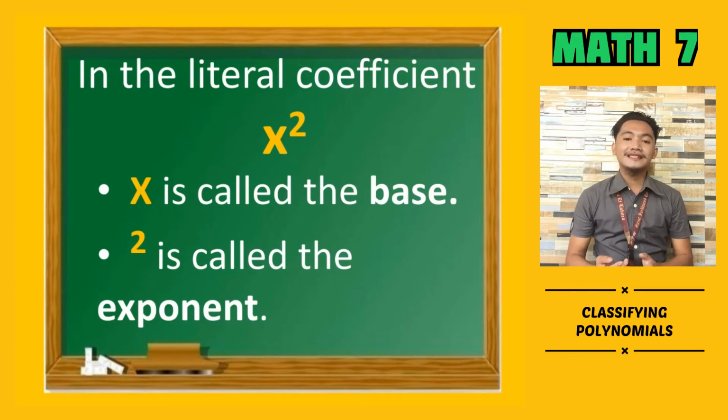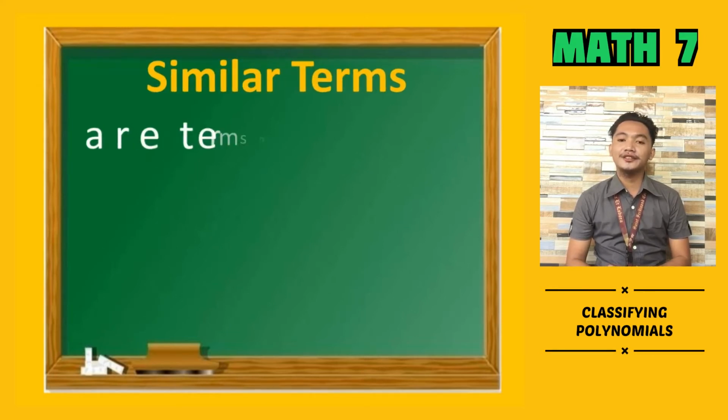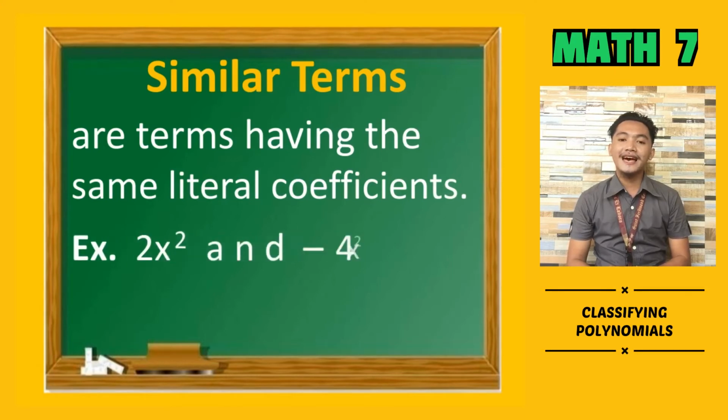Now, let us also recall similar terms and not similar terms. Similar terms are terms having the same literal coefficients. Let's have an example. 2x squared and negative 4x squared are similar because their literal coefficients are the same. What are their literal coefficients? Exactly, their literal coefficient is x squared.